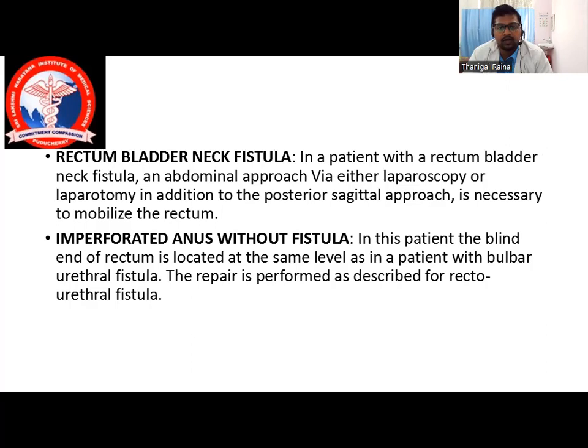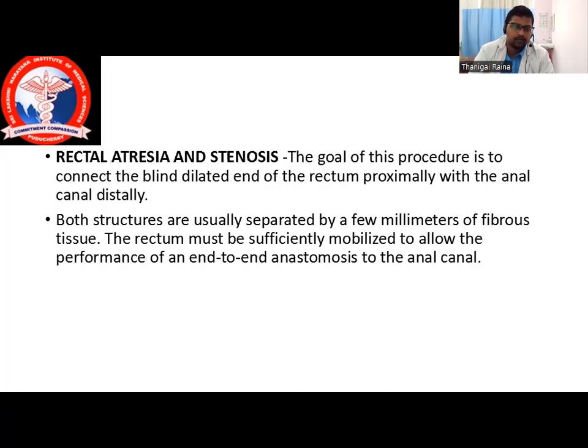So how will you manage rectum bladder neck fistula? The rectal bladder neck fistula needs an abdominal approach, via either laparoscopy or laparotomy. In addition, the posterior sagittal approach is necessary to mobilize the rectum. Imperforate anus without fistula: in this patient, the blind end of the rectum is located the same as in the patient with bulbar urethral fistula. The repair is performed as for a rectourethral fistula.